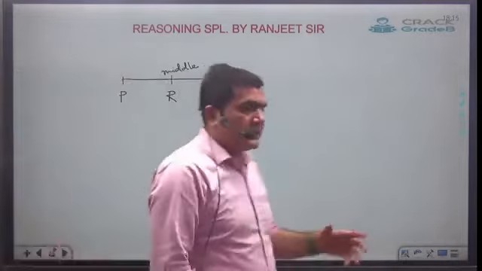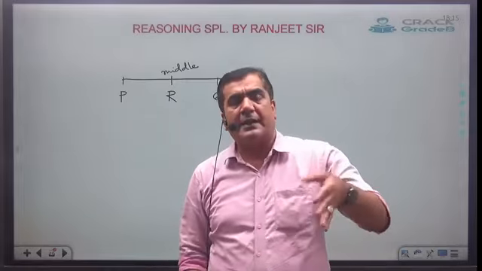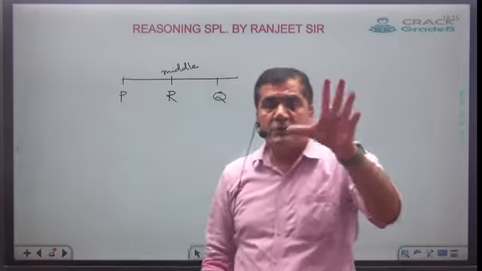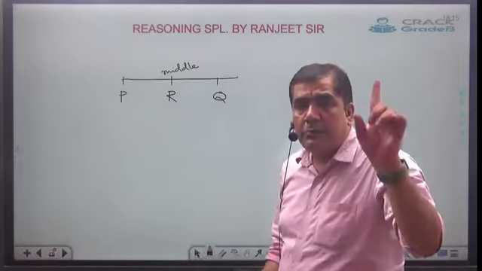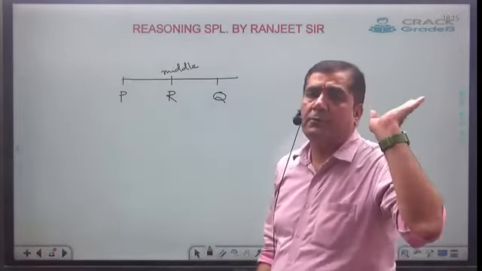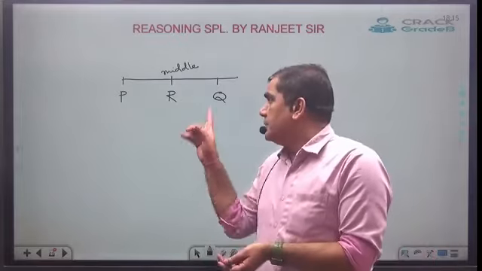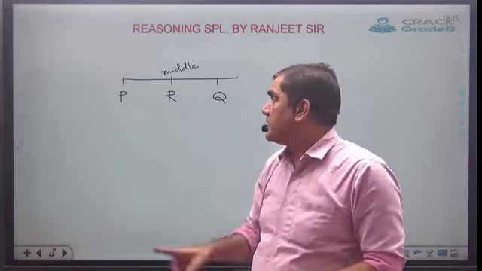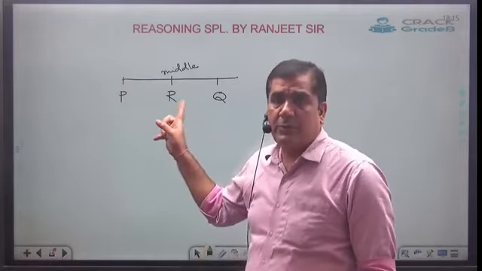So whenever this statement comes, R is exactly in the middle or R is in the middle of P and Q, it means the first job is to find out how many persons are between P and Q. Because until and unless we don't know how many persons are between P and Q, we can't find the position of R.